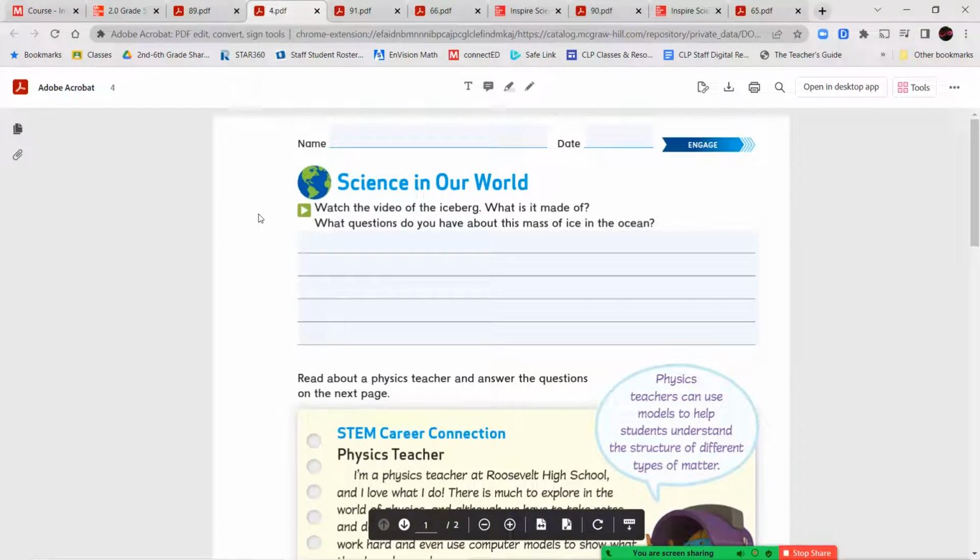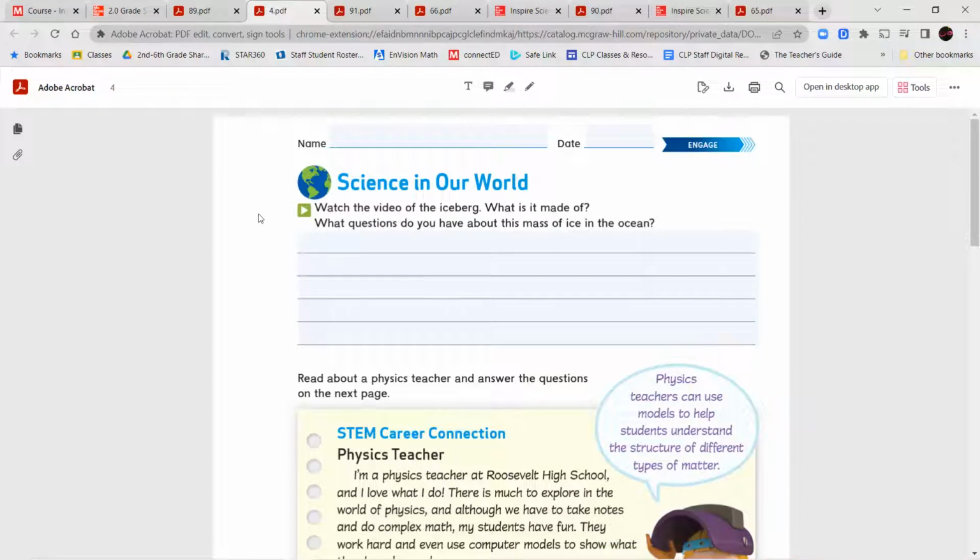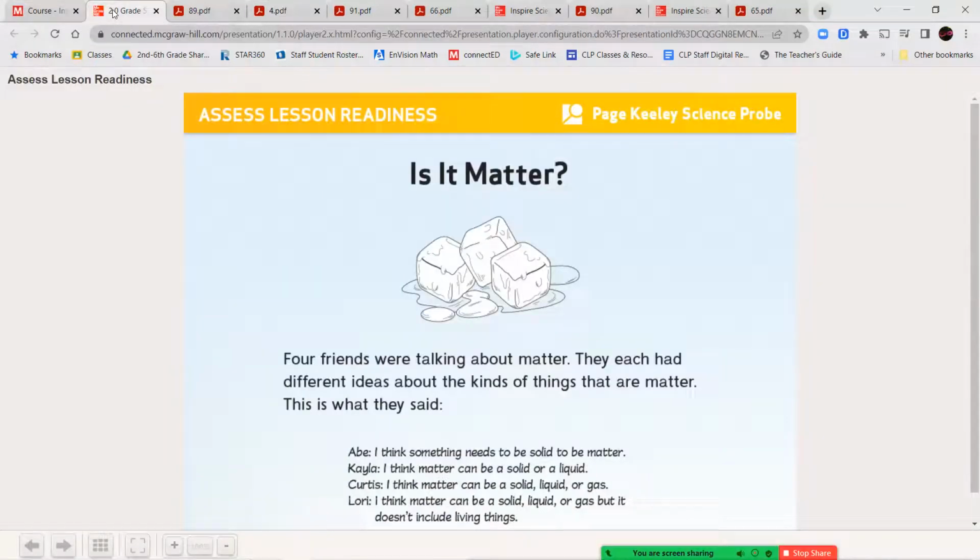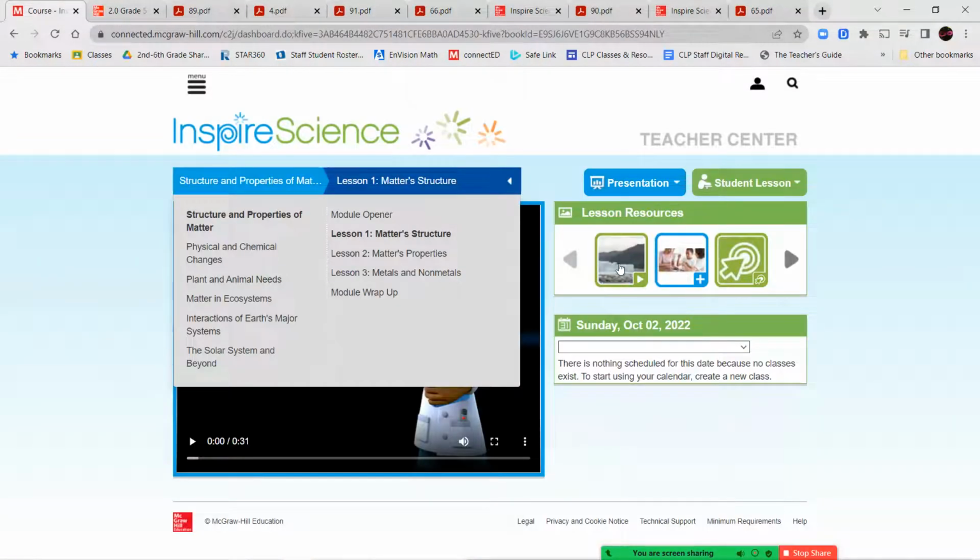Here, we're going to watch a video of an iceberg. So the question you need to answer is what is it made of? And then you need to write down what questions you have about this massive ice in the ocean. So you're going to have to do two separate things here. First, tell what the iceberg is made of, and then write down any questions you have. Let's go ahead and take a look at that video together.